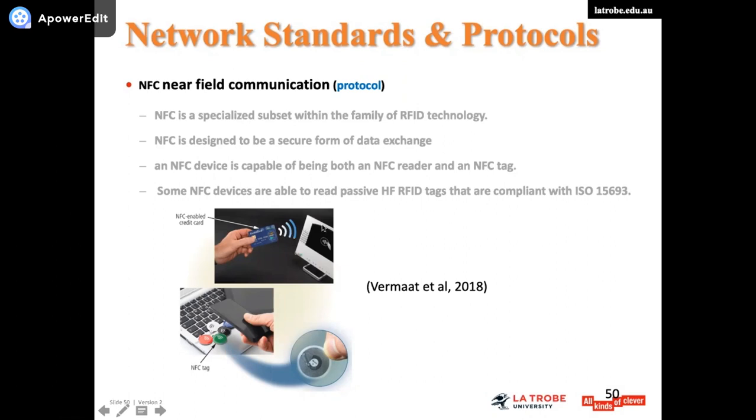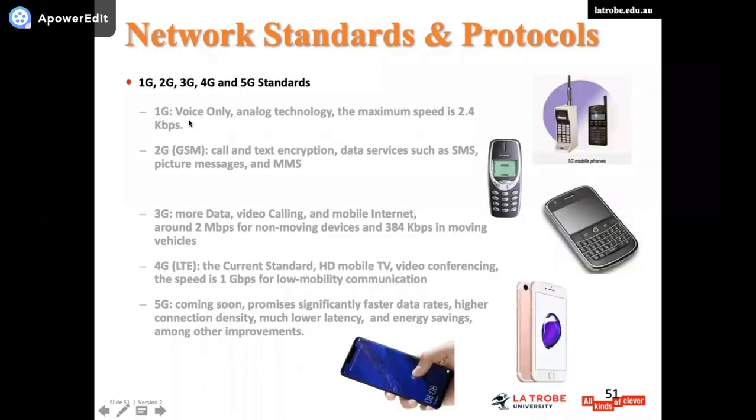So the 1G, which is the first G, is voice only. It only uses analog technology to transfer data. It means that the data rate is very slow. It only has 2.4 kbps, which is super slow. But that's not the only problem. The biggest problem about 1G is that there's no security at all.